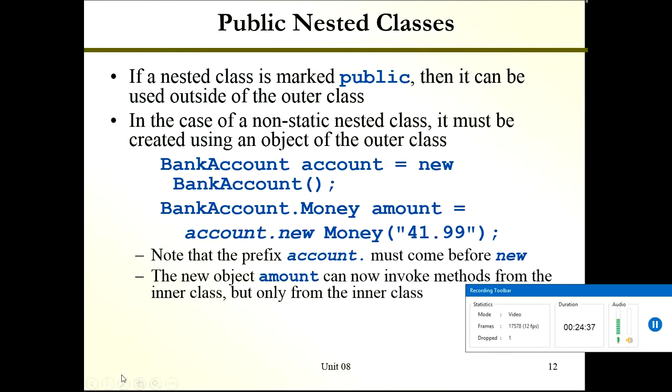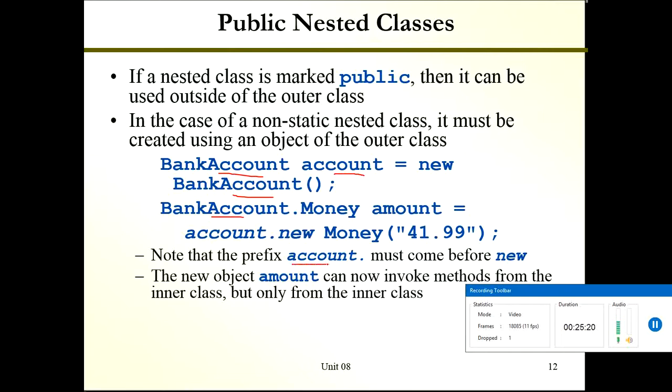In case of a non-static nested class, it must be created by using an object of the outer class. I just showed you in the previous example. So we can write the outer class name, the outer class object equals new outer class, and then the outer class name dot inner class name, the object of the inner class, and then the outer class object dot new, followed by the inner class. This is what I explained in the previous example.